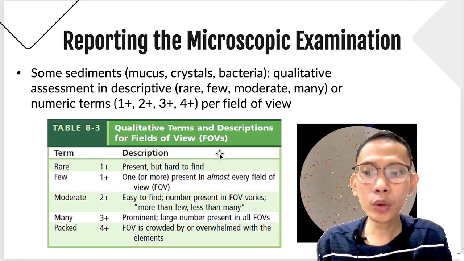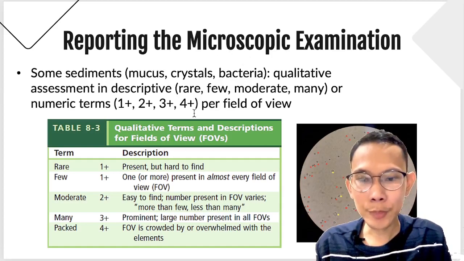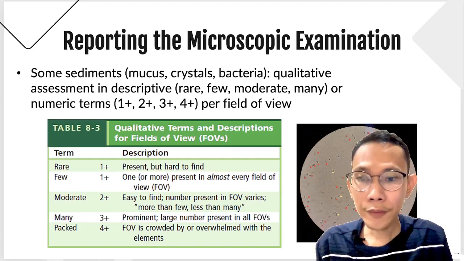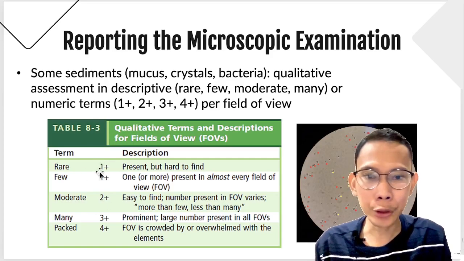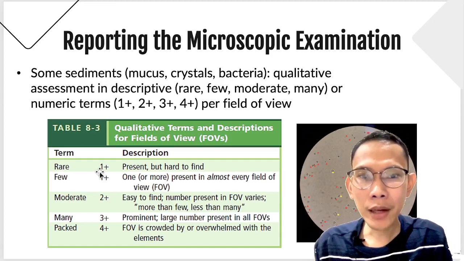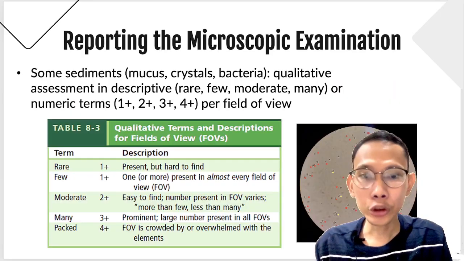Again, this is what we are going to report if we see mucus, crystals, and bacteria, by means of a qualitative term. It will depend on the hospital protocol. Some hospital protocols use the terminology rare, few, moderate, which is what we use rather than the 1 plus, 2 plus system or numeric terms. Numeric terms are usually seen in chemical testing, no? But for microscopic examination, we use qualitative, descriptive assessment. That's why the mucus thread shows few, because these are descriptive terms.